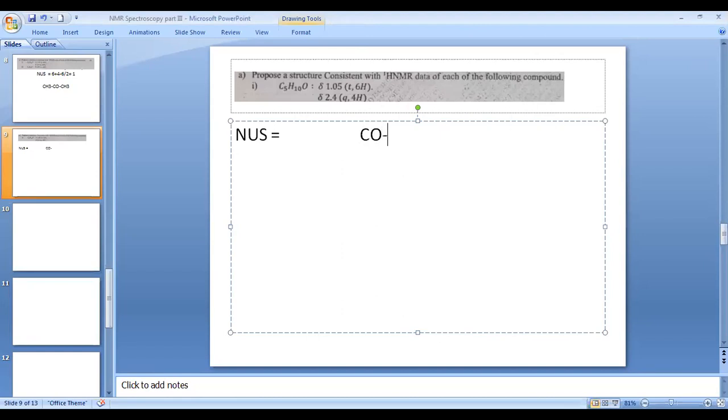You may consider one unsaturation here. One unsaturation is there. Then what are we being told? The data is telling you there is a triplet. Triplet means the adjacent carbon atom has two hydrogen atoms. Now six hydrogen atoms are there.